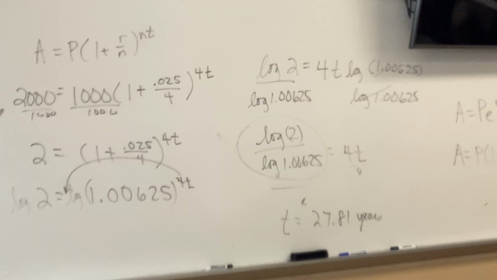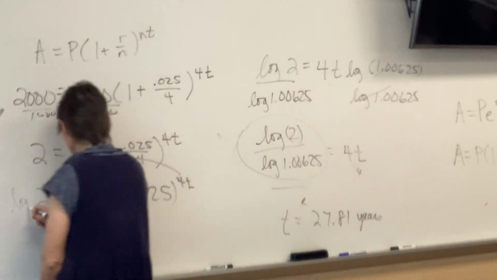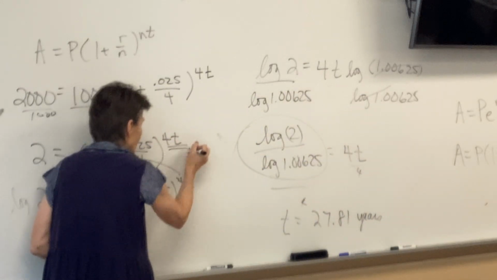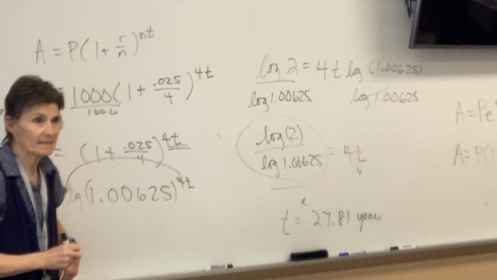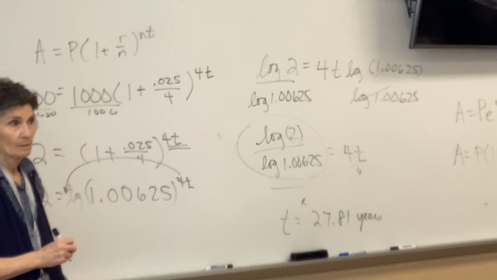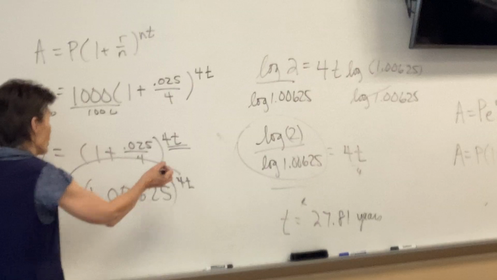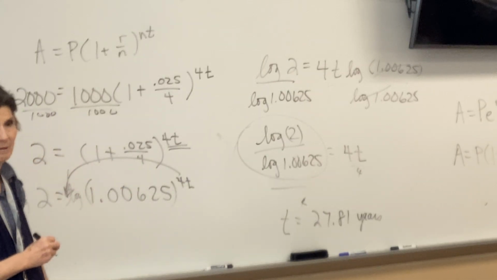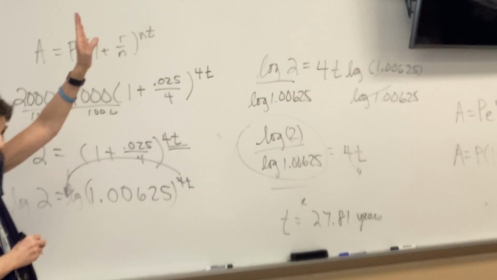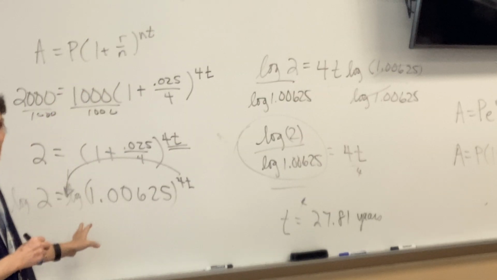27.81, I have it written on the board, what are you doing? The only way to solve for an exponent is to take the logarithm of both sides. When your variable is up here, you're going to need logarithms. When your variable is the exponent, you need logarithms because that is the only way you're going to be able to bring it down to ground level. You can't solve for it when it's upstairs. It has to be down on ground level.